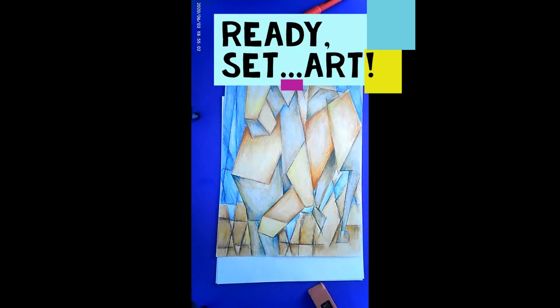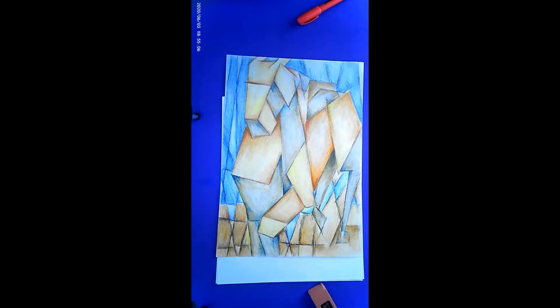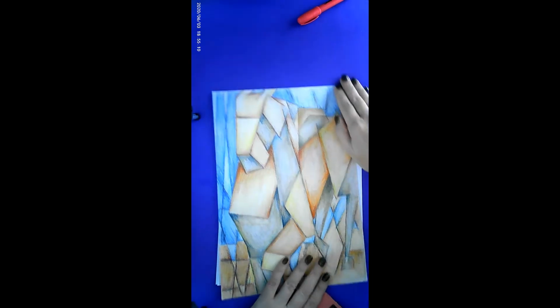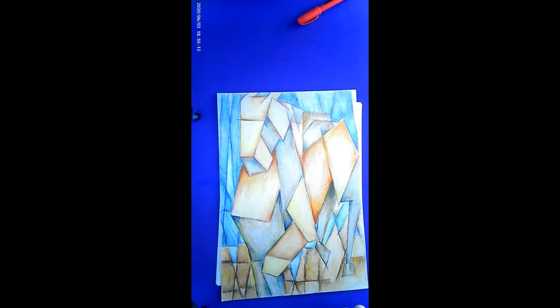Ready, set, art. So this one is showing how to do a rough draft for the cubism animal. And let's review the cubism animal a little bit. You're going to take a regular animal drawing and then change it to cubism. Cubism, the simpler definition, is like taking a box and flattening it to see all sides.